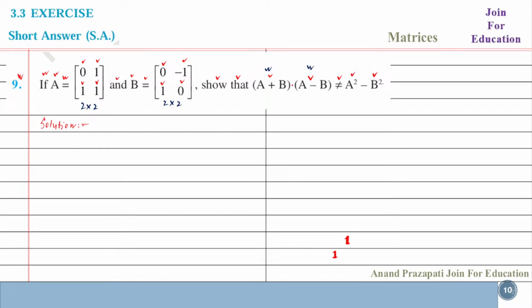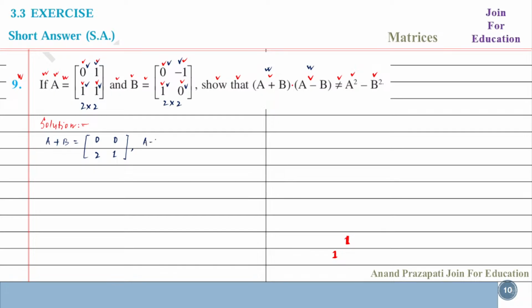So here A plus B equal to 0 plus 0 equal to 0 and 1 plus minus 1 equal to 0, 1 plus 1 equal to 2 and 1 plus 0 equal to 1. After there is no problem to understand up to this step.